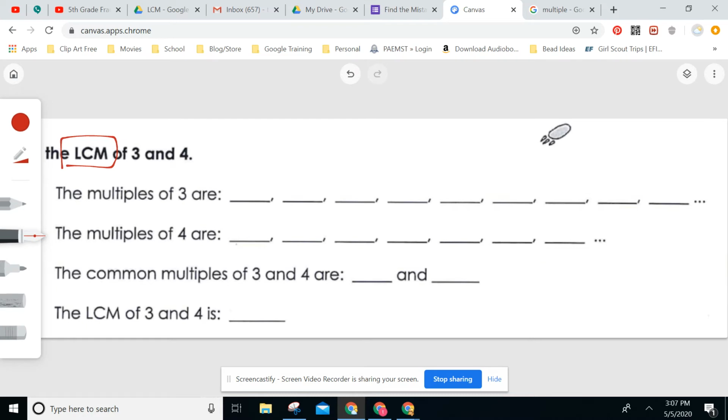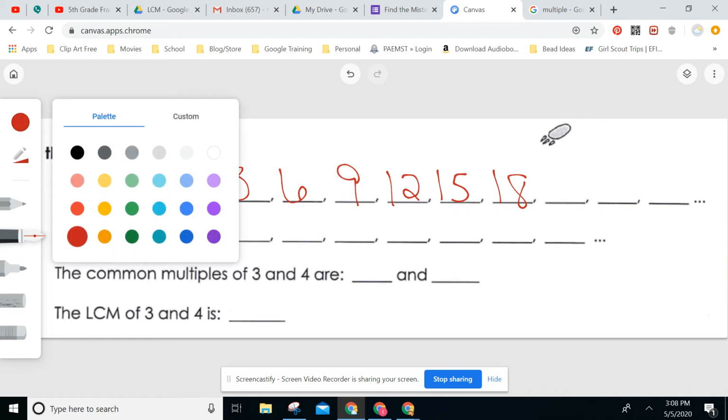So in this example, we're going to find the least common multiple of 3 and 4. The first thing we need are the multiples of 3. This is how we're going to skip count: 3, 6, 9, 12, 15, 18. I'm going to stop right there, even though there are more lines.